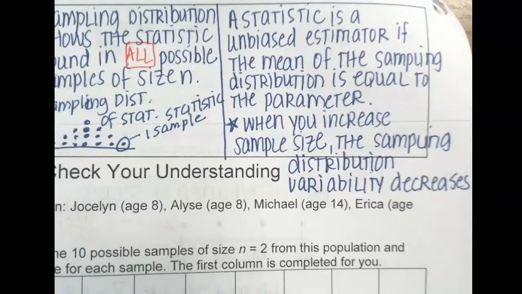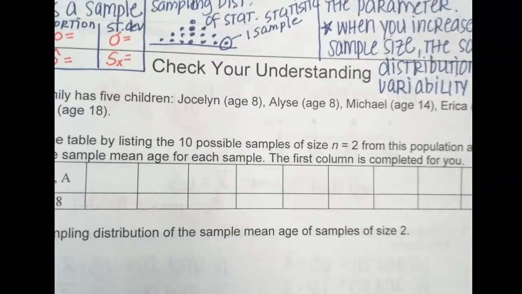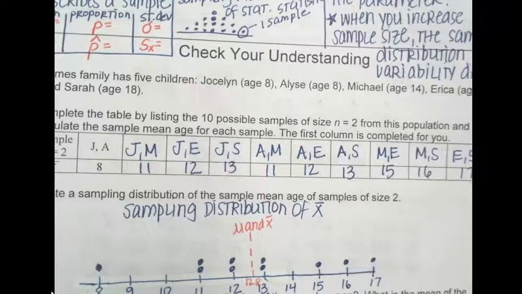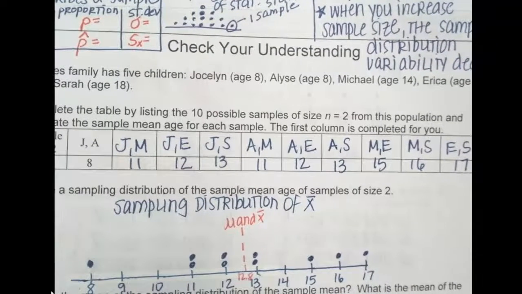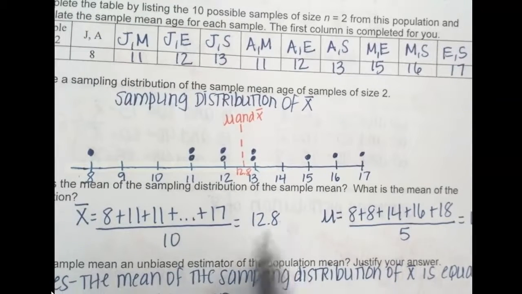All right, what I'd like you to do is try this, check your understanding, and come back and check your answers at the end. This is good practice to do on your own. Our scenario is the James family has 5 children, Jocelyn, Elise, Michael, Erica, and Sarah. We wanted to complete a table of all the possible samples of size 2 and their averages. Here I've got all our possible samples of size 2 and their averages, and then I created a sampling distribution of those averages here.